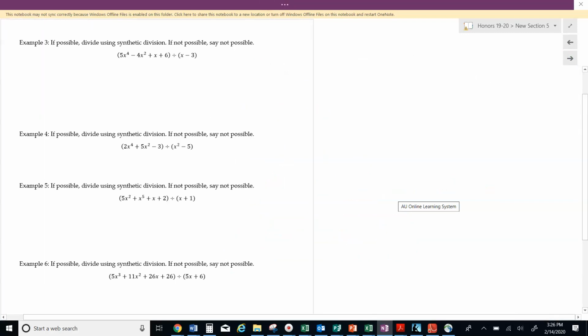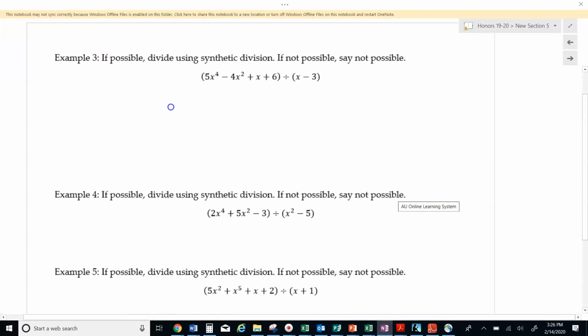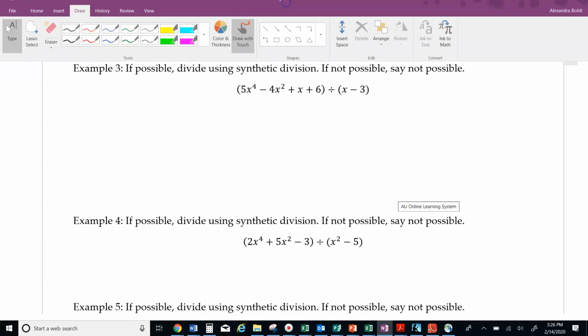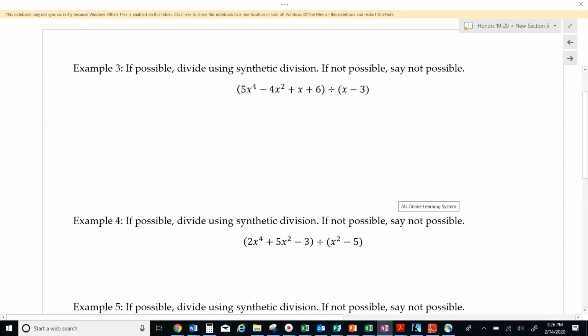All right, looking at example 3. Same thing. If possible, divide using synthetic division. If not possible, say not possible. Again, it's not possible when this has an exponent. It doesn't, so we're good. We just solve this first. x minus 3 equals 0, so x equals 3. That's what's going to go on the outside of my box.